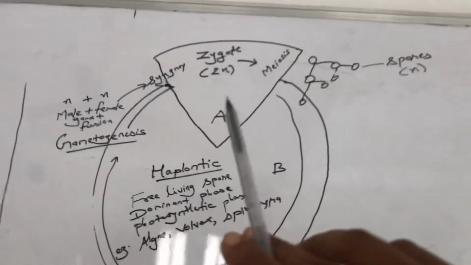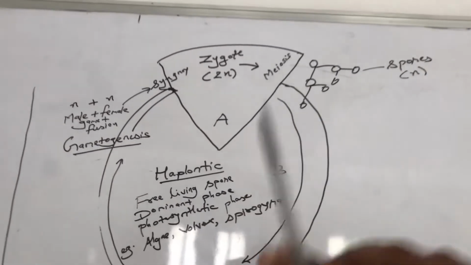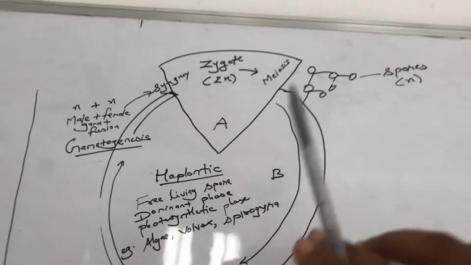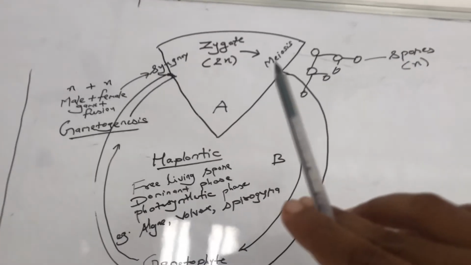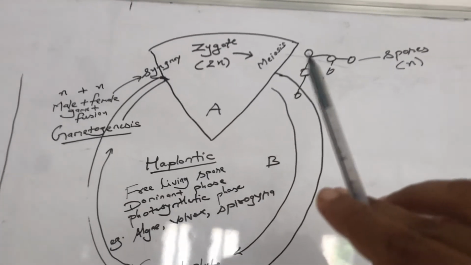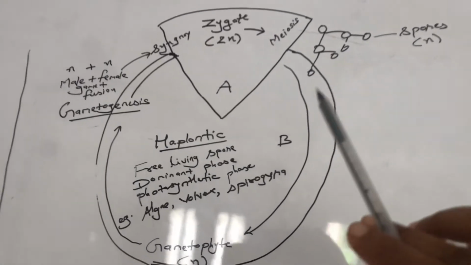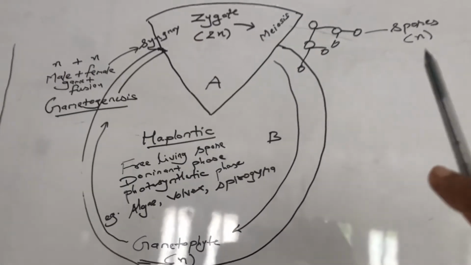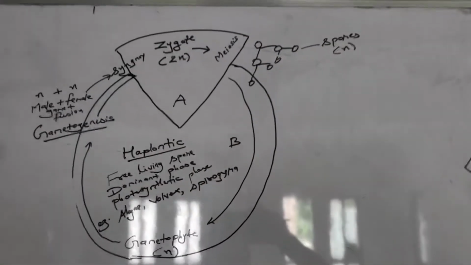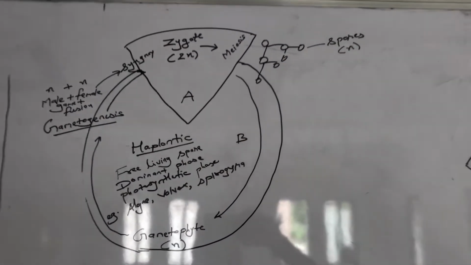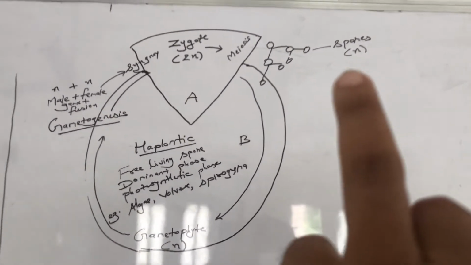From this 2N, the embryo sac, sporangia, and spore mother cell will all be formed. Later on, meiosis will take place, and from that meiosis, one cell is going to produce four cells: 1, 2, 3, 4. Those will be the spores, and they will be N. So from there, the haploid phase is going to start.